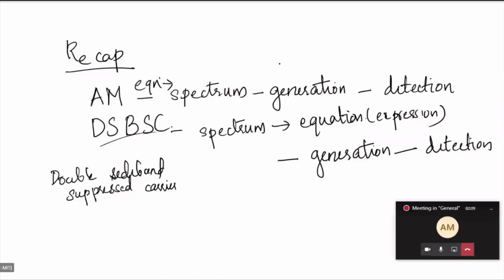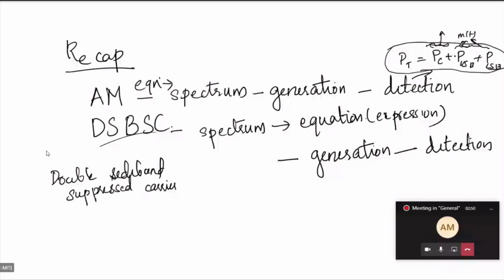Ma'am, to save power. Yes, to save power. In normal standard AM, the power of the carrier, the power of the upper sideband, and the power of the lower sideband, these three added together form the total power required to transmit the wave. The power of the carrier is actually a waste component. We need not spend that much power on the carrier because at the reception side, the carrier is not so important for us. Our information, the message signal m(t), is contained in either the lower sideband or the upper sideband. If you are able to recover either of these two sidebands, you will be able to get the message signal.